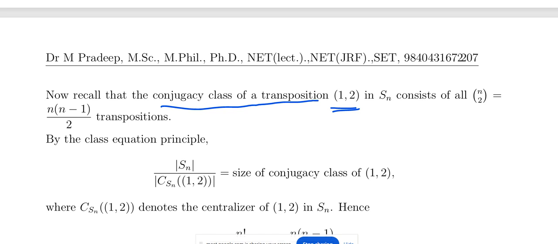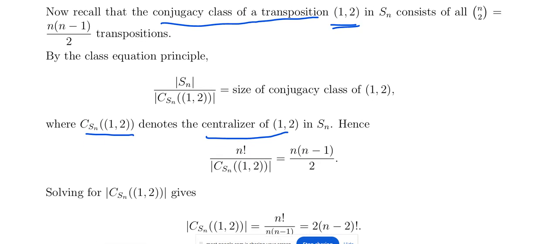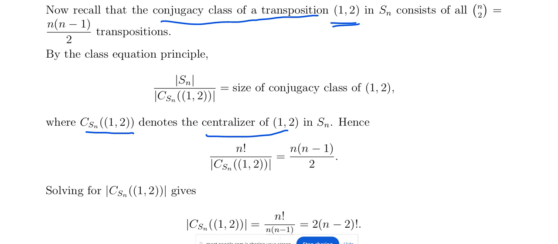number of elements in Sn and C_Sn of (1 2). That is called the size of the conjugacy class of (1 2). C_Sn of (1 2) means the centralizer of (1 2), the centralizer means normalizer of (1 2) in Sn. The number of elements in Sn is n factorial, we know.